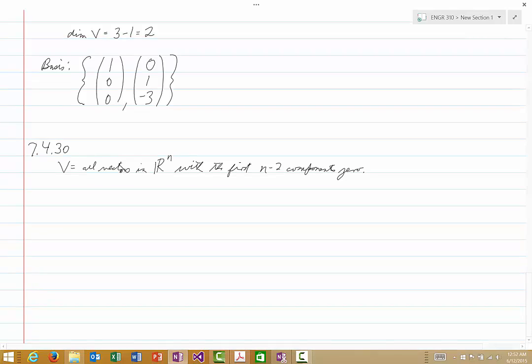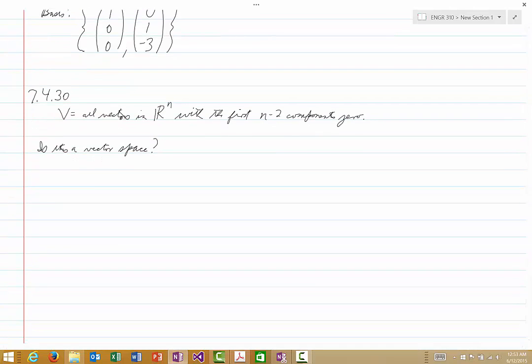And so again, we want to know, is this a vector space? And if the answer is no, we're done. But if the answer is yes, then we want to find the dimension and a basis. So is this a vector space? And the way we check that again is we check for closure under scalar multiplication and vector addition.